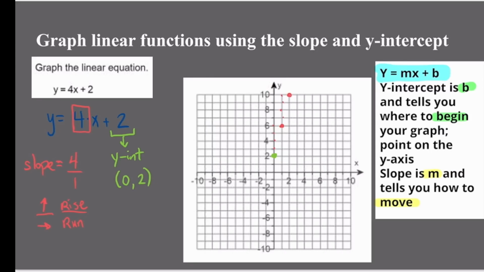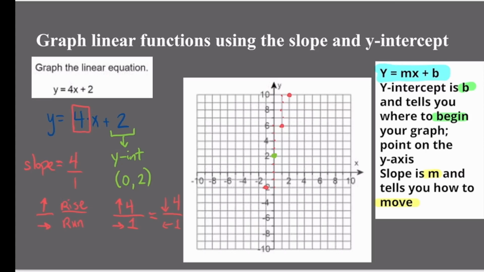A good strategy that's going to help is if you're moving up 4 and to the right 1 space, you might not have any room to go in that direction. So that's going to be equivalent to going in the opposite direction. So instead of going up 4, we can go down 4. And instead of going to the right 1, we can go to the left 1. So if we start at that green dot again, the y-intercept, we could go down 1, 2, 3, 4, over 1, and plot a point.